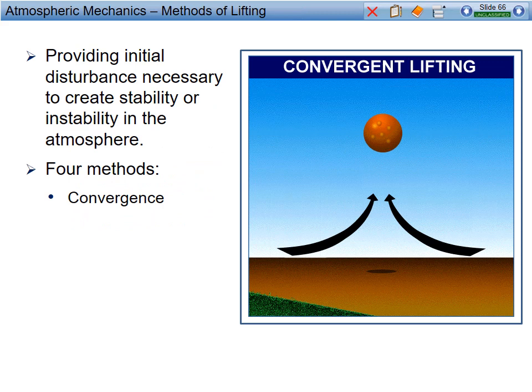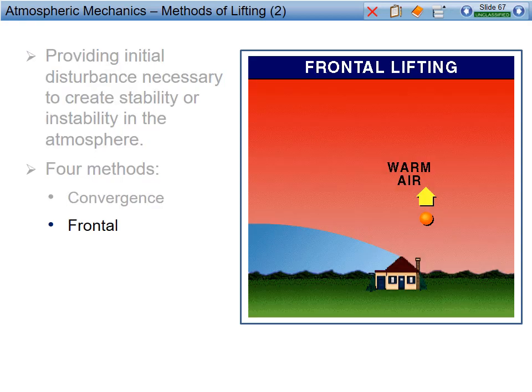The methods of lifting are as follows. Convergence is when two parcels of air interfere with one another, and where they meet, there's nowhere for the air to go but up, and so the air is lifted. Frontal lifting exists typically in the case of cold fronts, because we have cold, dense air moving in a direction and replacing the warm air. As it moves, it is going to remain in contact with the ground and force the warm air up and out of its way.